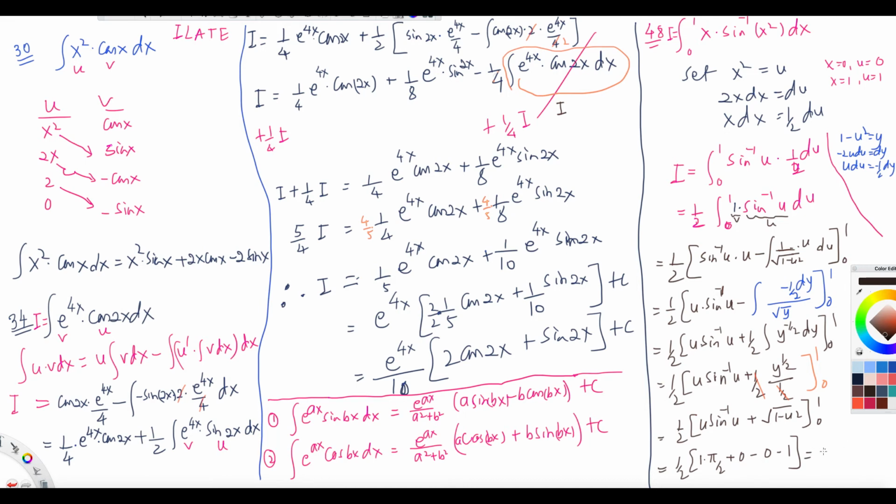That will be pi minus 1 half. You see that? If you distribute that, that will be pi over 4, right? Pi over 4 minus 1 half. Pi over 4 minus 1 half is the final answer.